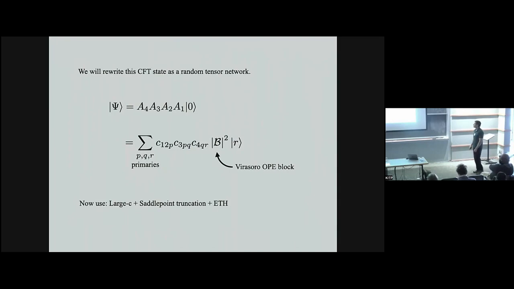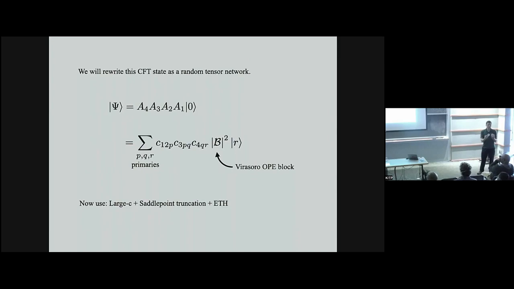So far, this is exact. Now we're going to use some approximations. This is going to land us on the random tensor network. So first, we're going to use large central charge. So in the large central charge limit, if this state is dual to a black hole, then this sum is dominated by a saddle point.